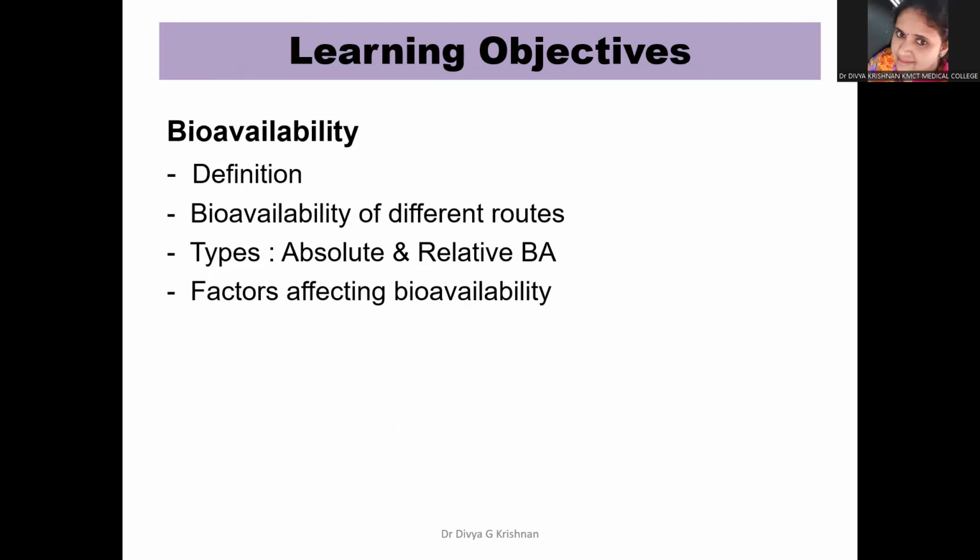So, the important parameter that describes drug absorption is bioavailability, and this is very important as far as the examination is concerned. And from a pharmacological point of view, also, this is a very important parameter that should be known by the student. So, we are going to learn about the definition, the bioavailability of different routes, types of bioavailability, that is the absolute bioavailability and the relative bioavailability, and finally, the factors affecting the bioavailability.